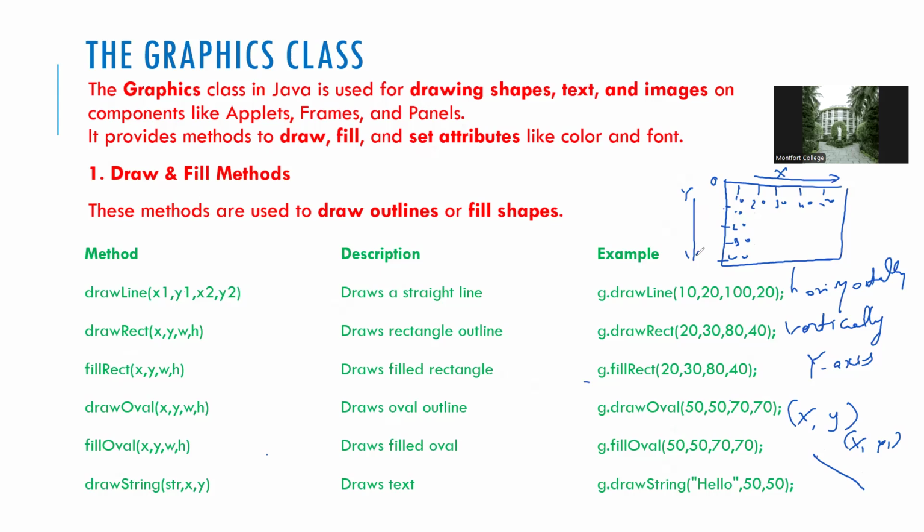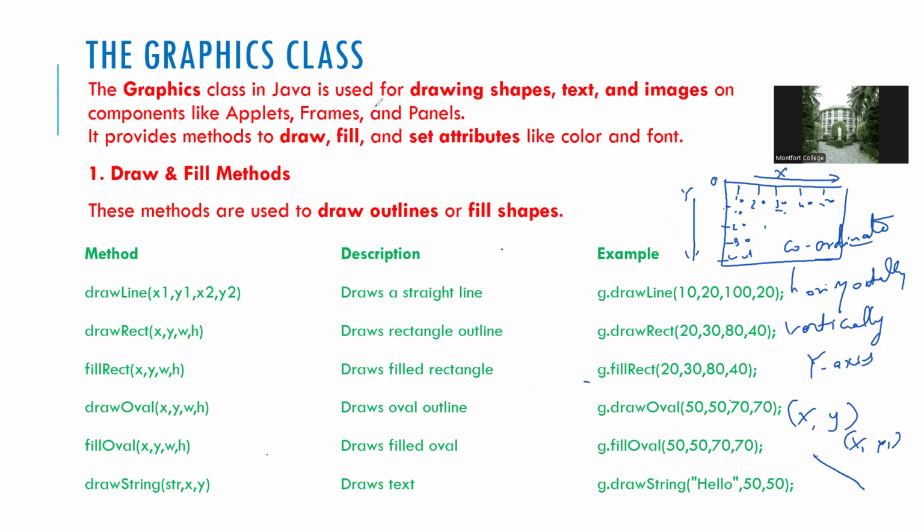So whatever component or whatever shapes you are going to draw in the applet window, we have to give the coordinates. Coordinates means x value is one value, y value is one value. Together it is called a coordinate. Now we will see one by one.